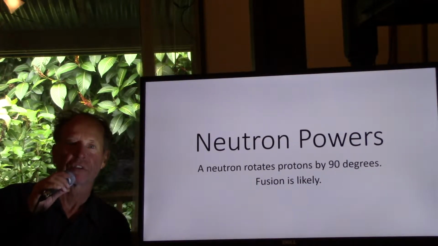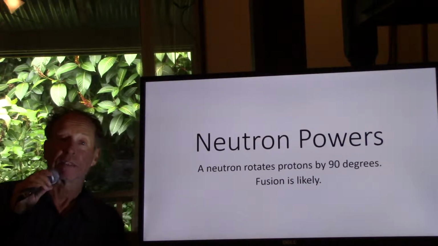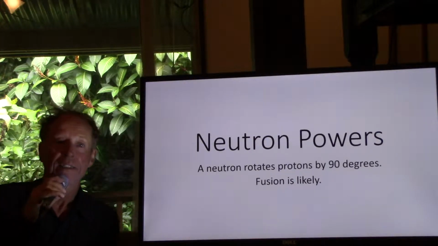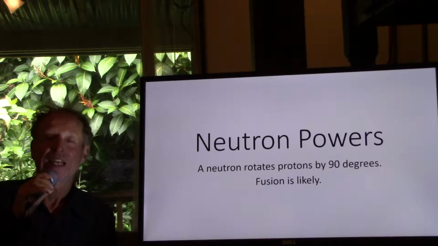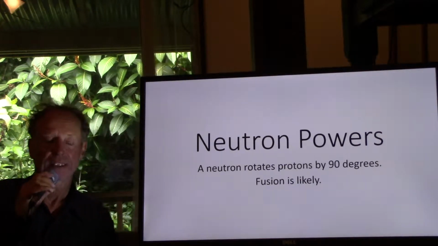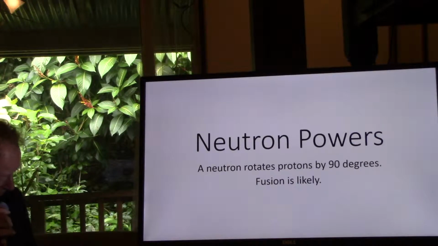Neutron powers. The main deal about neutrons is that they're able to rotate protons by 90 degrees. And that makes fusion very likely. And I'm going to explain how that is right now.